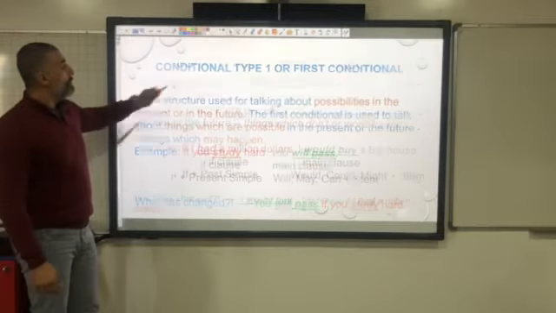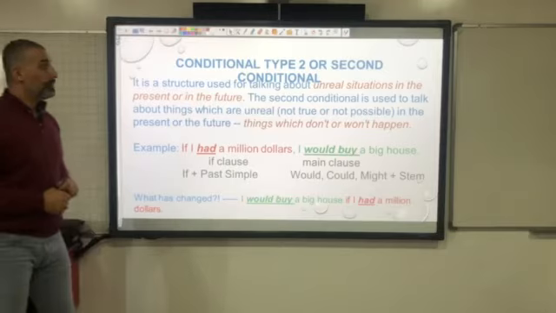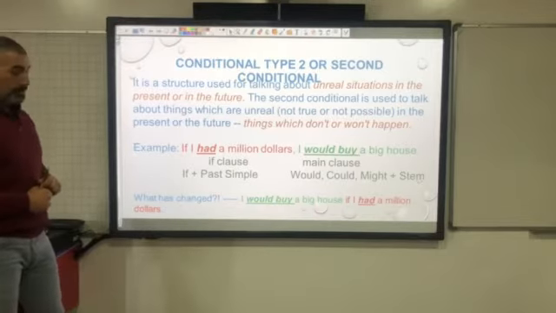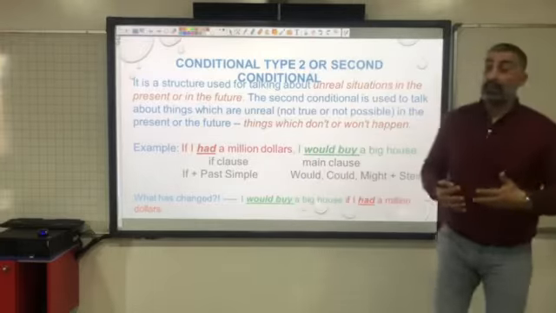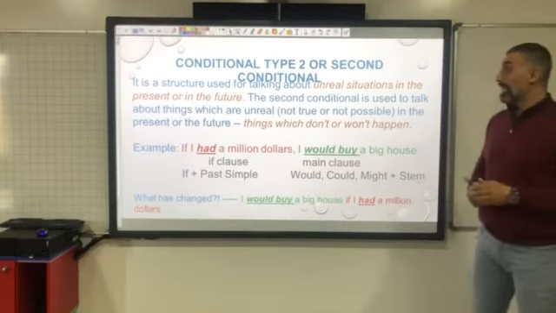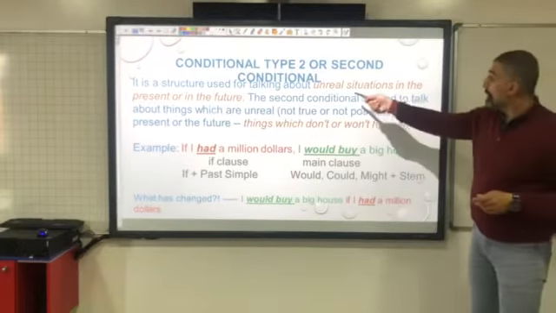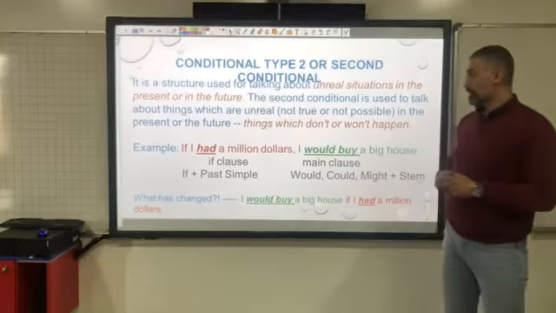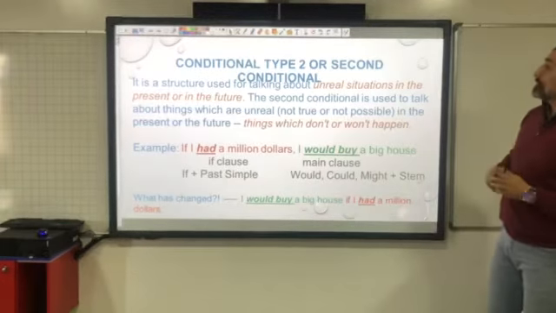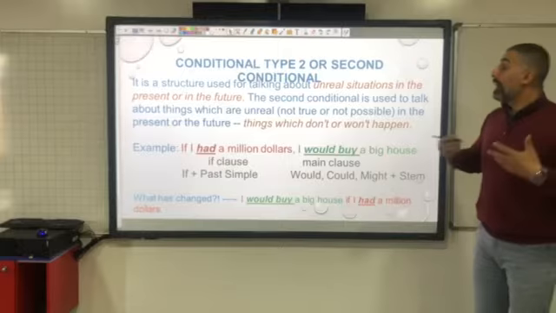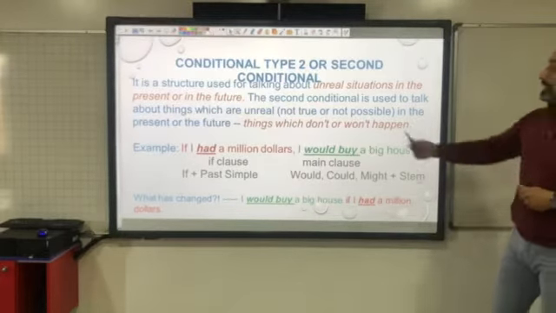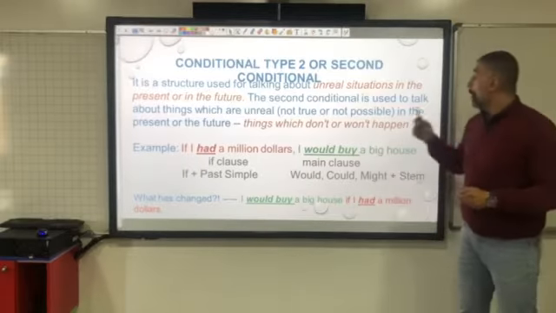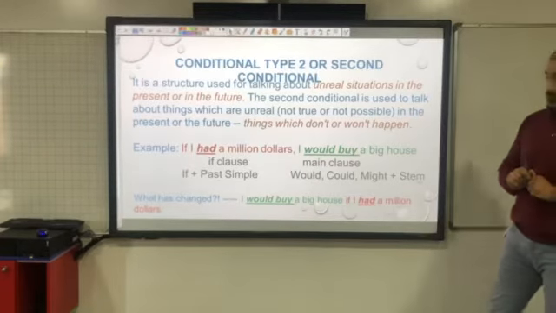At this point, we're moving to conditional type 2 or second conditional. This is a new level of conditionals where we're talking about unreal situations, things that are unreal in the present or in the future. The second conditional is used to talk about things which are unreal, not true, or not possible in the present or future. Things which do not or will not happen.